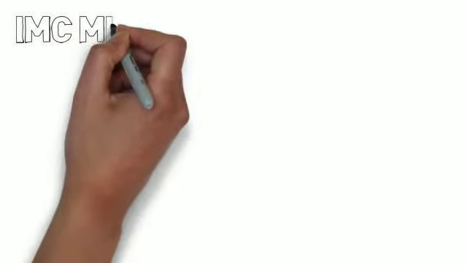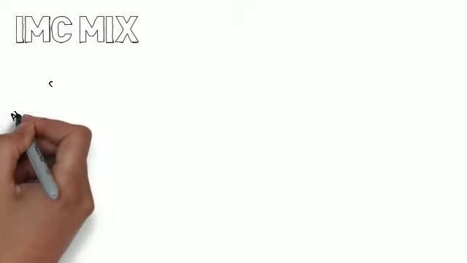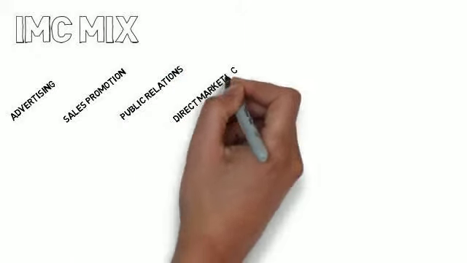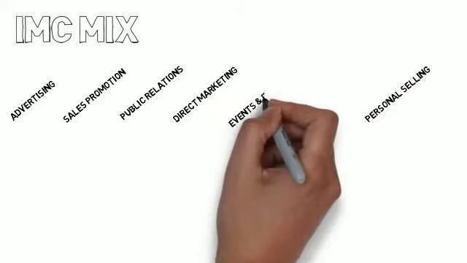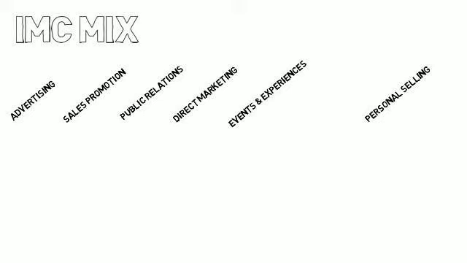The IMC mix has 7 components. In the old days of the promotional mix, there were 5, but IMC has created growth in this area. Advertising remains as a key component of IMC, as does sales promotions, public relations, direct marketing, and personal selling. But we've also added events and experiences and word of mouth as well.